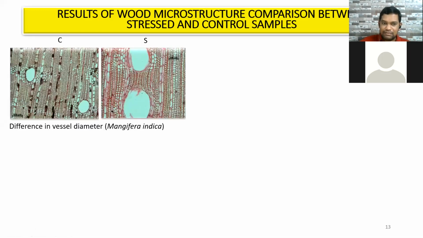As you can see, in some of the species the features are quite remarkable as far as the quantitative features are concerned. Like in the case of Mangifera indica, C stands for the control sample, S for the stress sample. One can see the difference in the vessel diameter in the cross section, and this difference looks quite significant. Similarly, there are differences in other species as well.